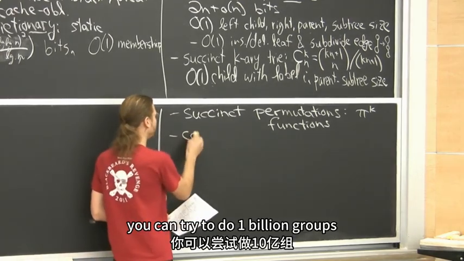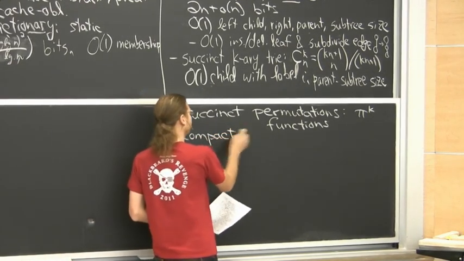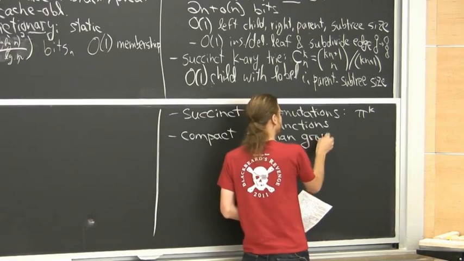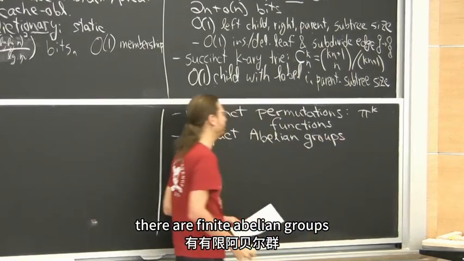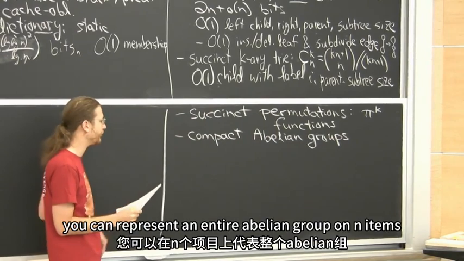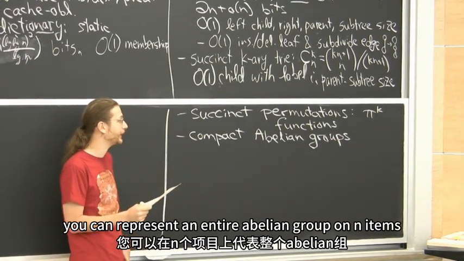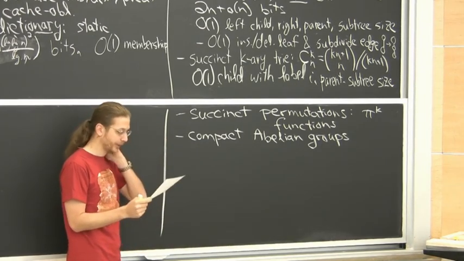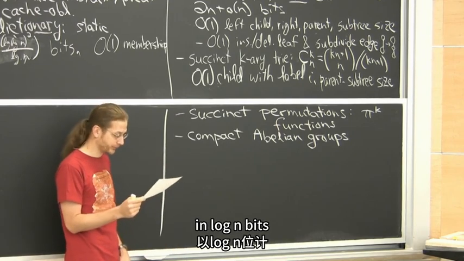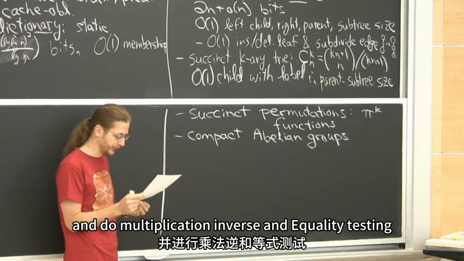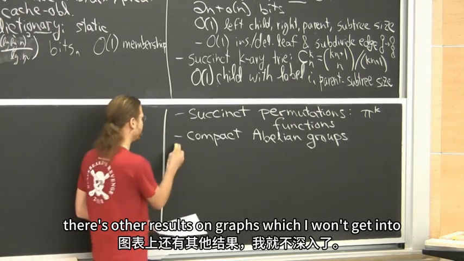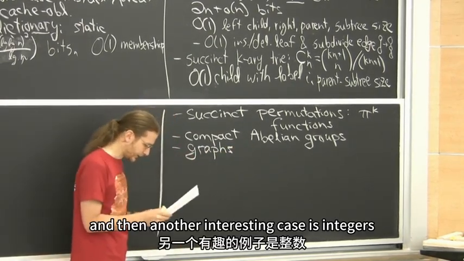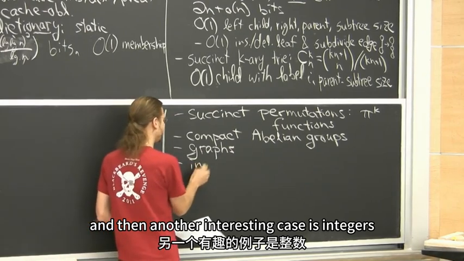You can try to do abelian groups. There are finite abelian groups, and there aren't too many different ones. You can represent an entire abelian group on n items using order log n bits, which is pretty crazy. And you can represent an item in that group in log n bits and do multiplication, inverse, and equality testing. There are other results on graphs, which I won't get into. Those are a little harder to state. And then another interesting case is integers.